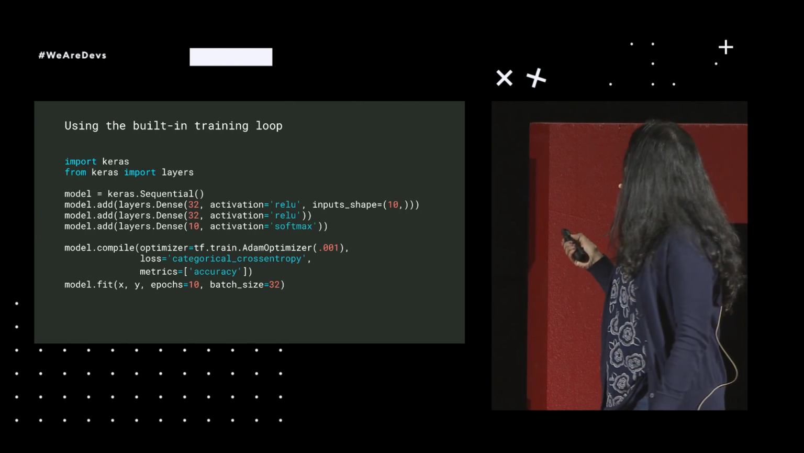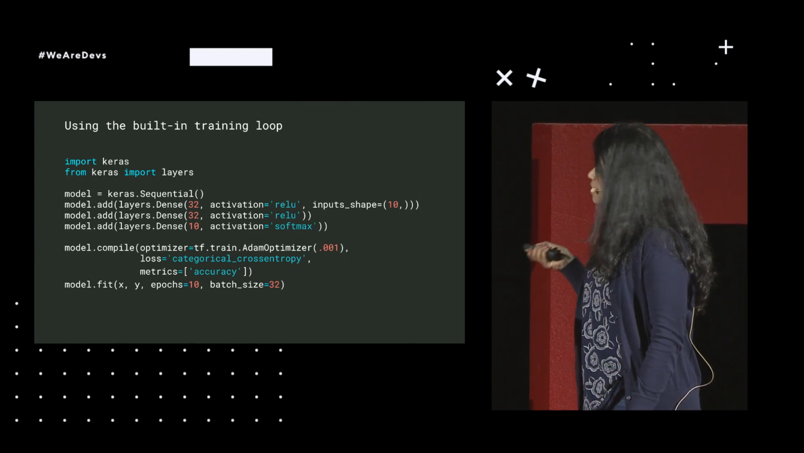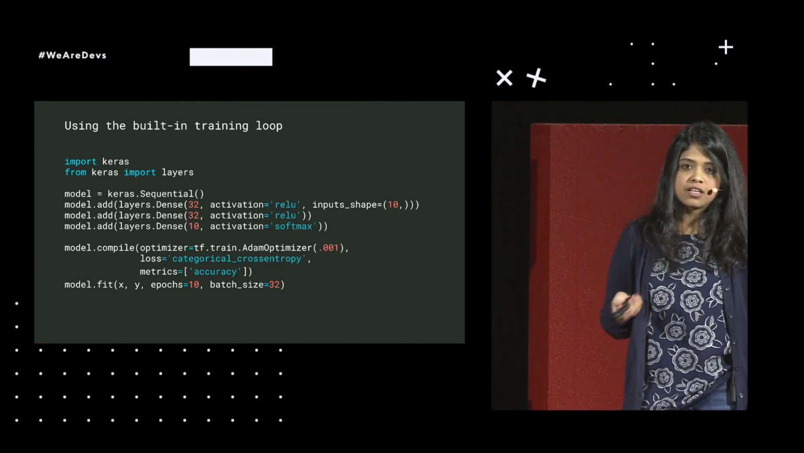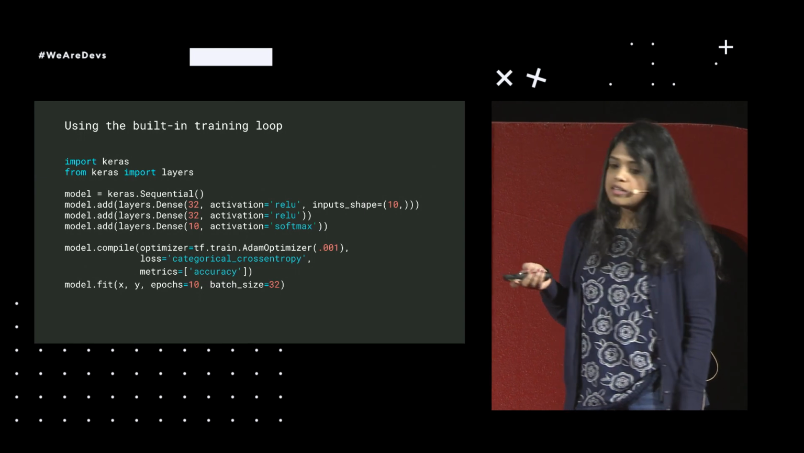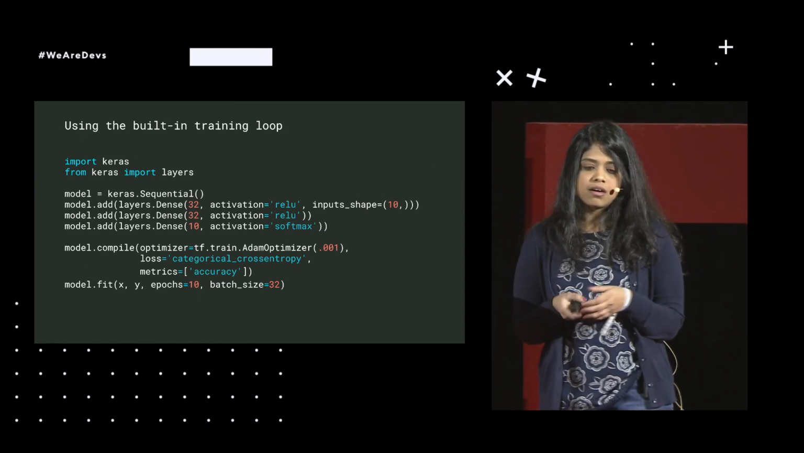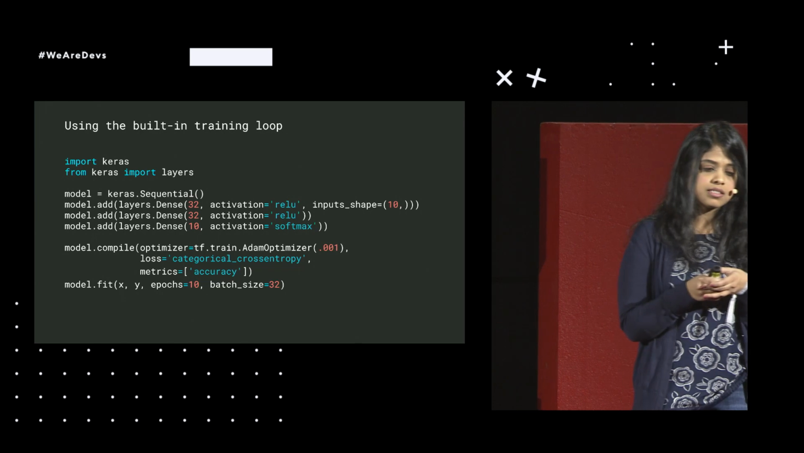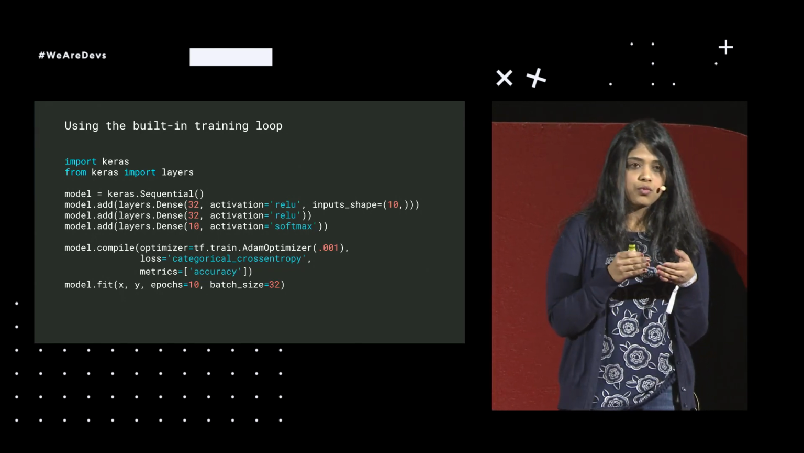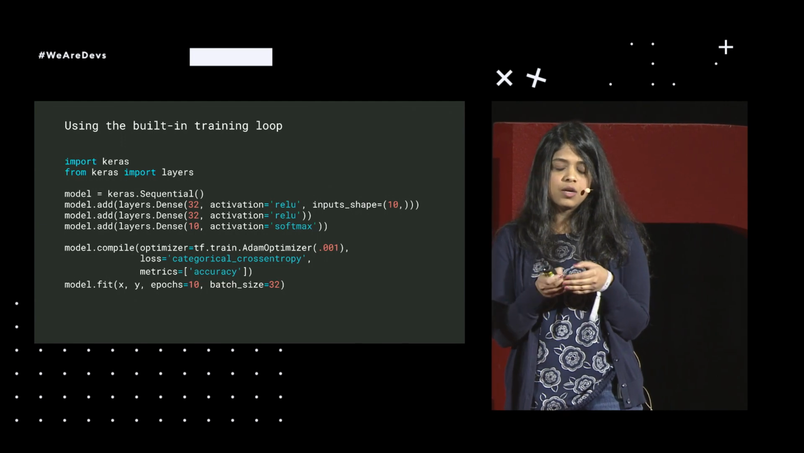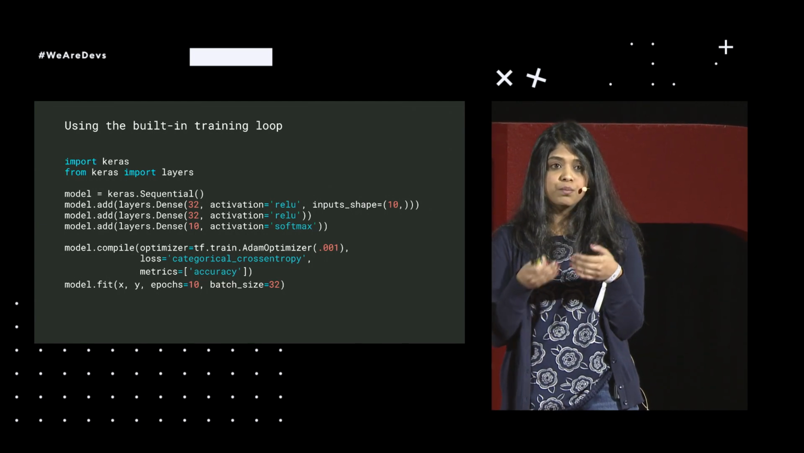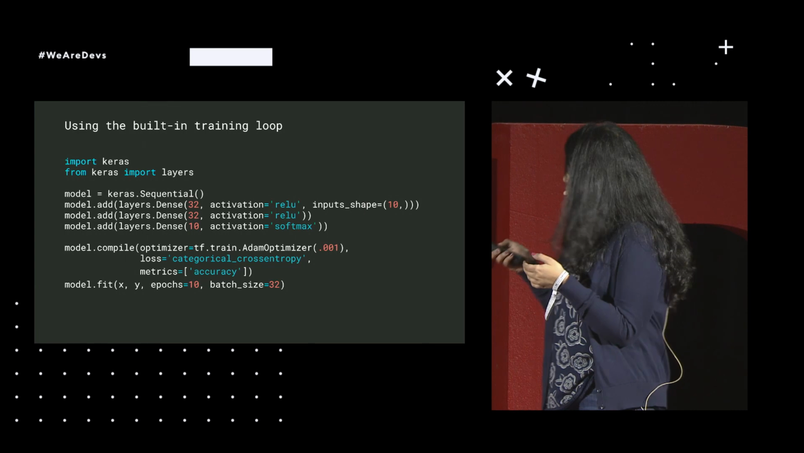And the X and Y here are the labels and predictions. And with that, you specify the number of epochs and the batch size that you want to train for. And the fit API returns the history of training. That is, for each epoch, you can get what the loss value and the metric values were. And with that, you can see how your model improved over time.